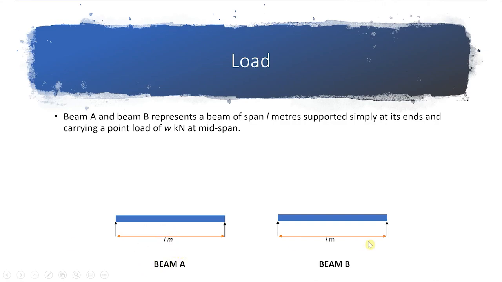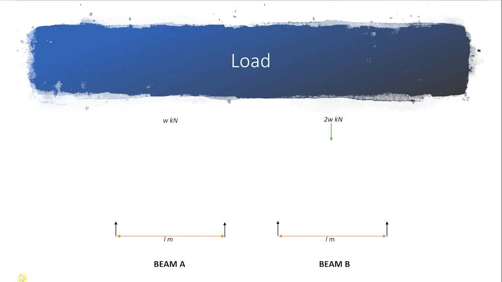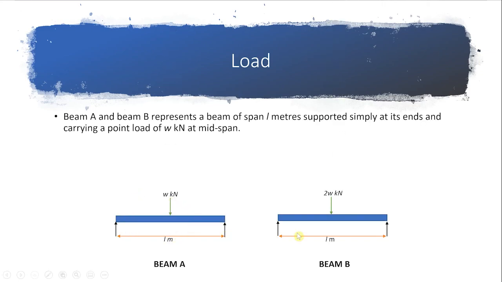So beam A and beam B have the same length, carrying a point load of W kilonewton, meaning at mid span, in the middle. If we look here, what is the difference between these two beams? Everything else is the same. For example, the material of the beam is the same, the size of the beam is the same, the length of the beam is also the same. The difference is the loading. Beam B, the load is twice of beam A.